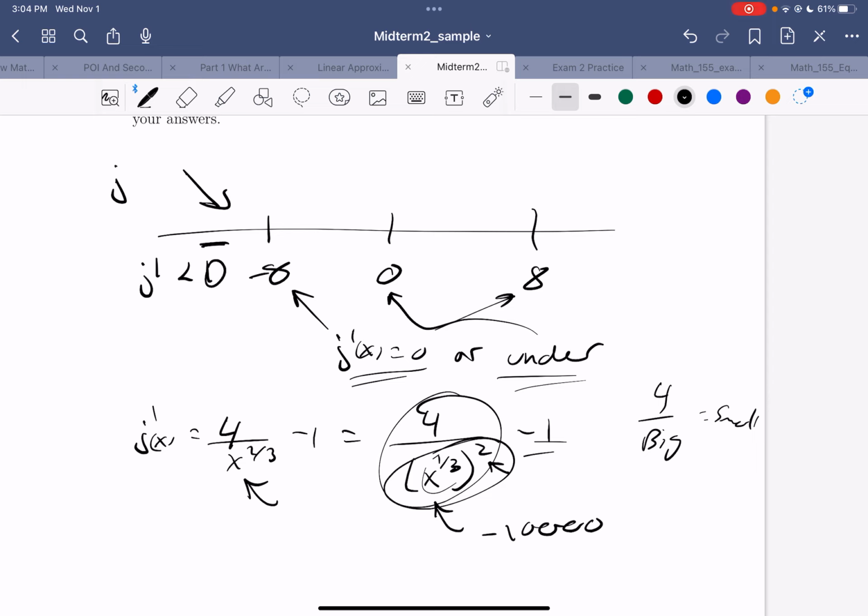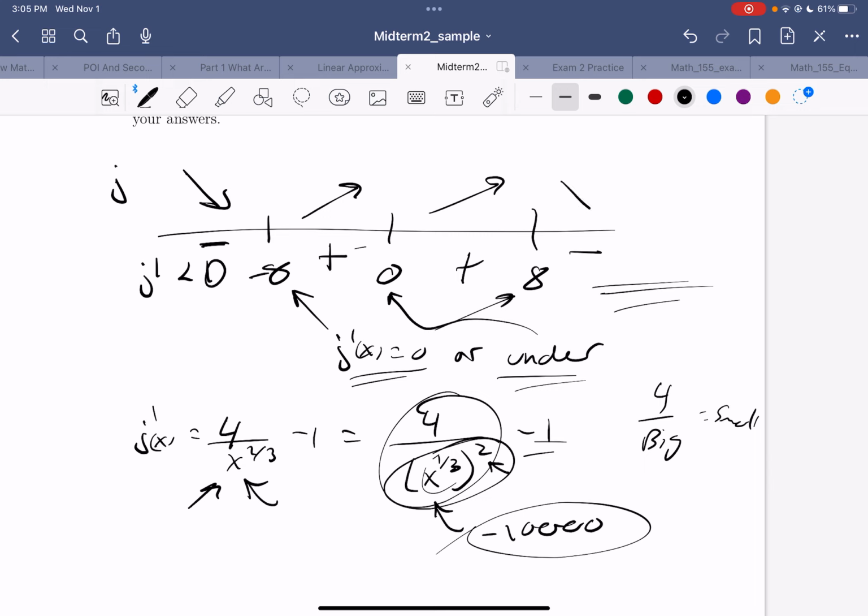J prime is negative. What about in between? Pick a number and plug it in. Let's plug in -1. The cube root of -1 is -1, and if I square it, it's +1. 4 divided by 1 is 4, and you subtract 1 is 3. That's positive, so you're going uphill. Plug in +1, you're still going to be positive, still going uphill. Plug in something big, and it's just like plugging in a big negative. You're going to be negative. You're going to come downhill.